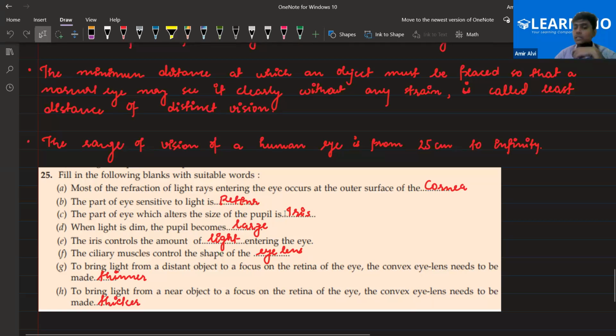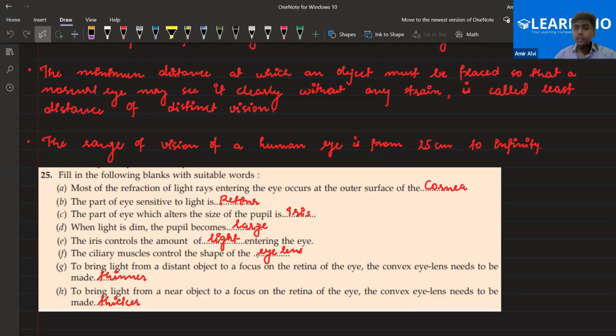I've told you that the iris is responsible for the contraction and expansion of the pupil, right? Next, when the light is dim, the pupil becomes large. The iris controls the amount of light entering the eye. When the light is dim, the pupil will expand, right, everyone? The ciliary muscles control the shape of the lens. As I've told you, we are able to focus on objects in a fraction of a second, and that happens due to the ciliary muscles, right?